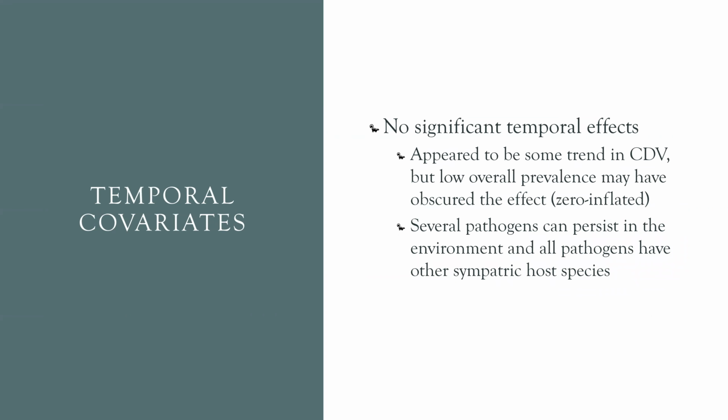I did not detect any significant temporal effects, although there did appear to be some trend in the canine distemper virus prevalence. Overall, there was such a low prevalence of canine distemper virus that I think it might have just obscured the effects of year especially. And it's again worth noting that several of these pathogens can persist in the environment without a host, and all of the pathogens have other sympatric hosts within the same area that could really muddy any temporal effects that we might have seen.